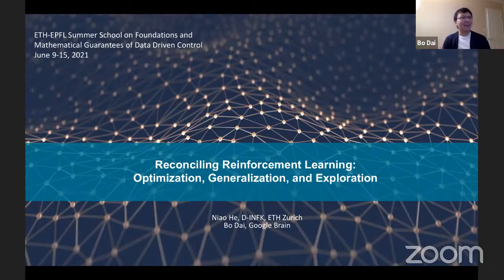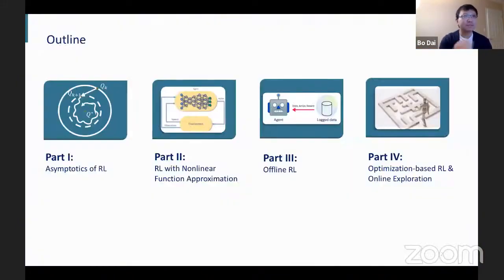Okay, so today I will give a brief talk about part 3 and part 4 of this mini course, which are offline reinforcement learning, and optimization-based reinforcement learning and exploration. The similarity of these two parts is that the content in both is most related to optimization. So we will see how optimization can play a very important role in designing reinforcement learning and help us to have better algorithms.